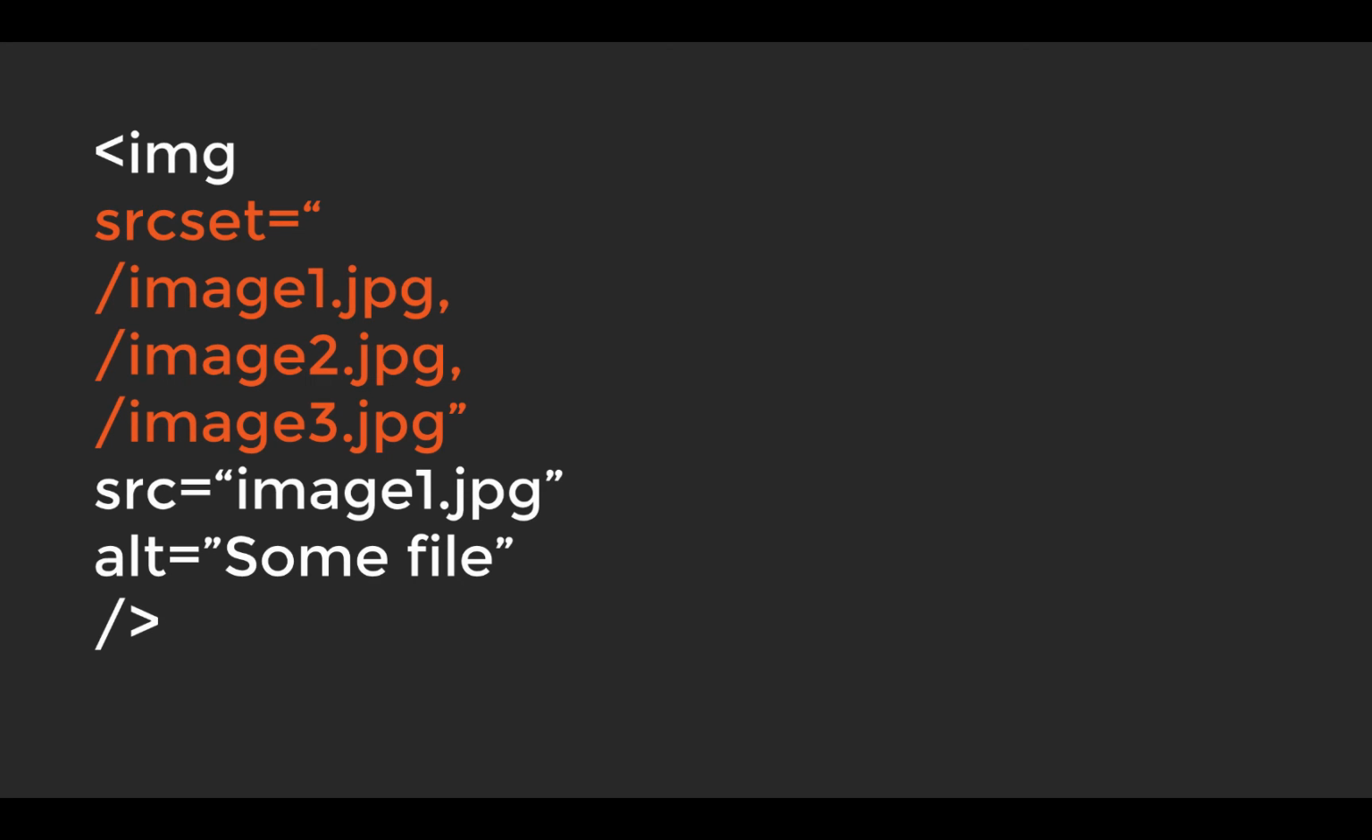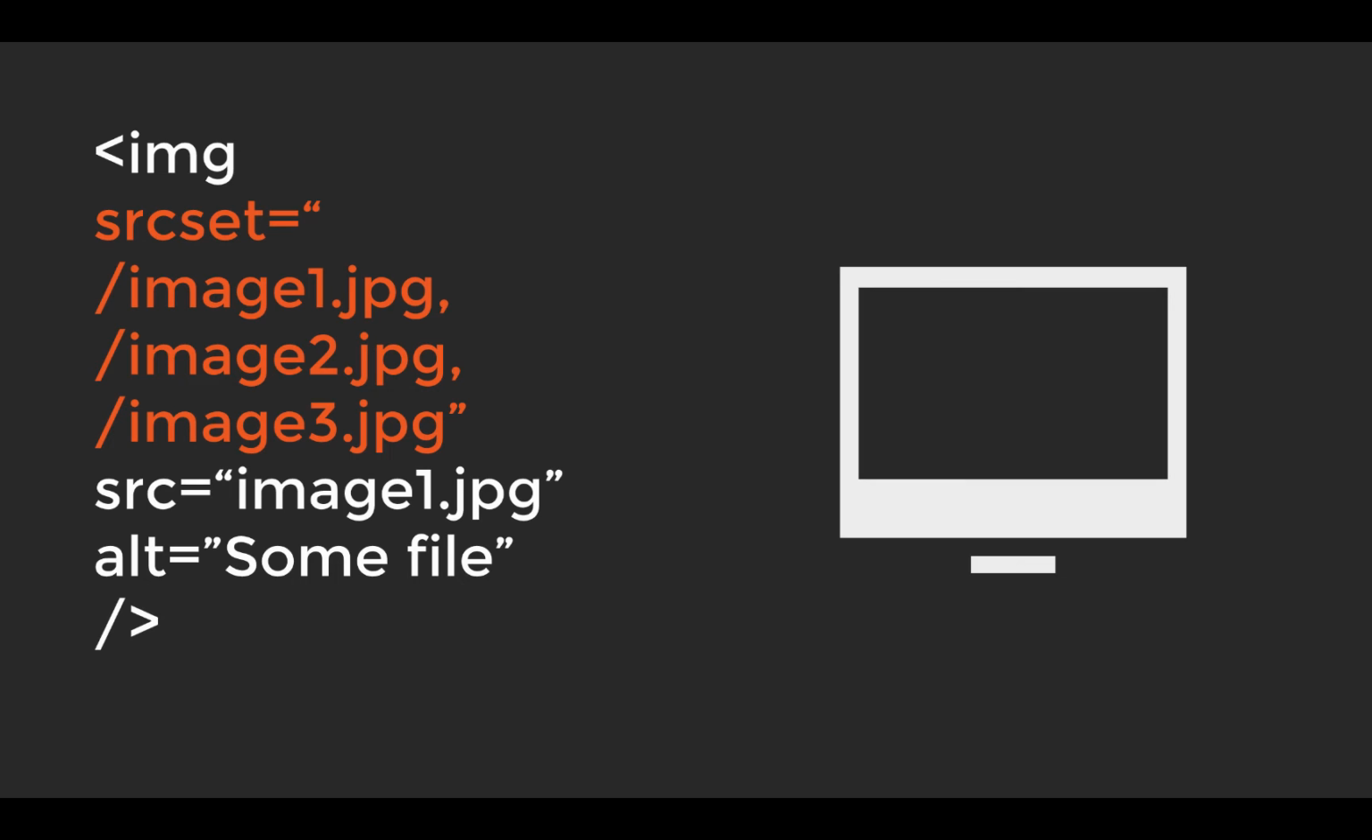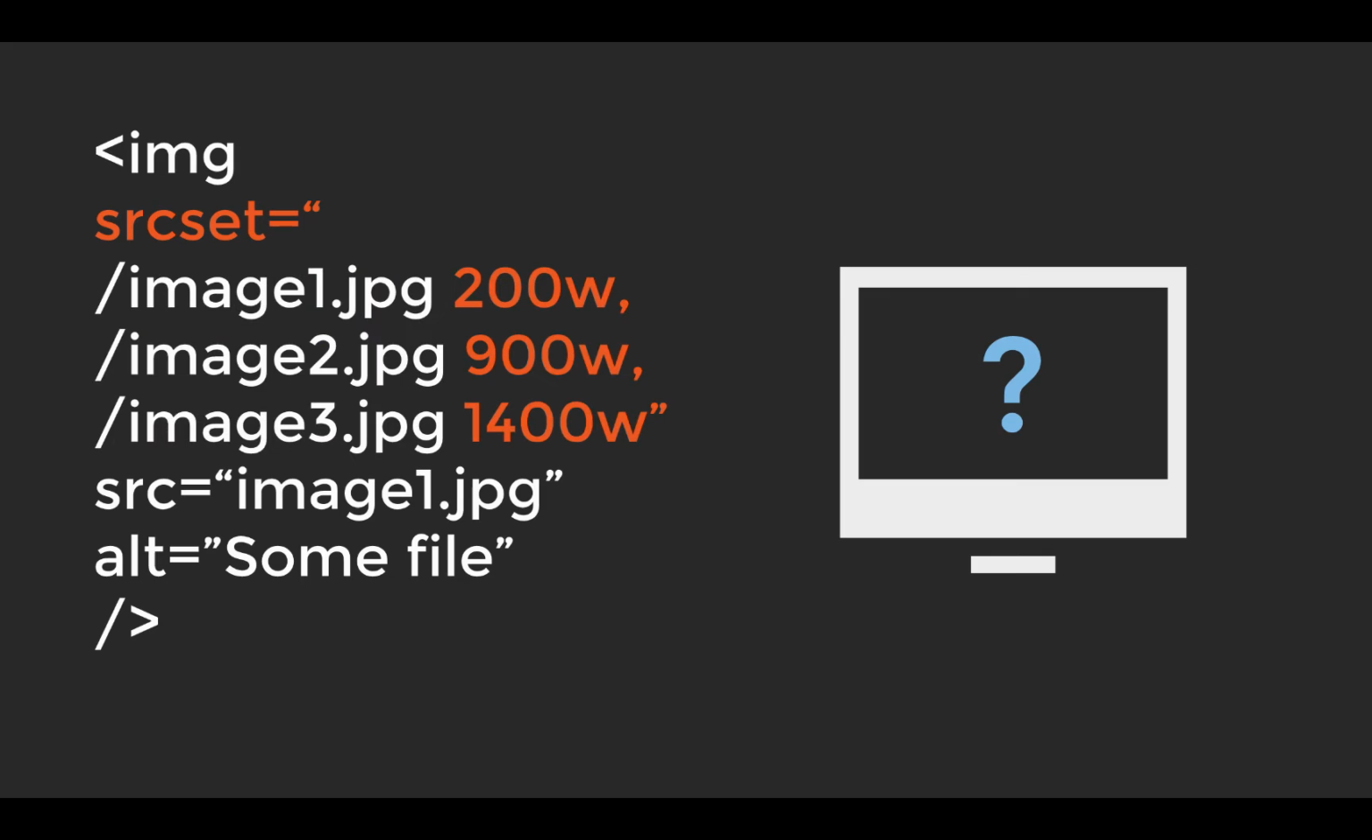Here we have an image tag with the SourceSet attribute. This attribute allows us to specify multiple image URLs. It's the browser which decides which image to load. But how does it do this? Well, this is where hints come in.